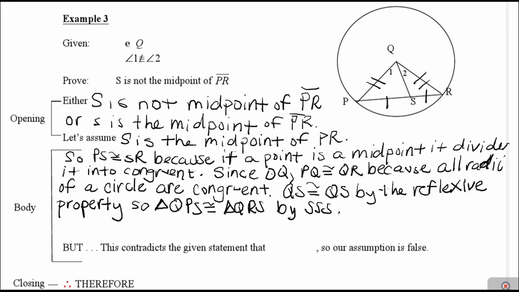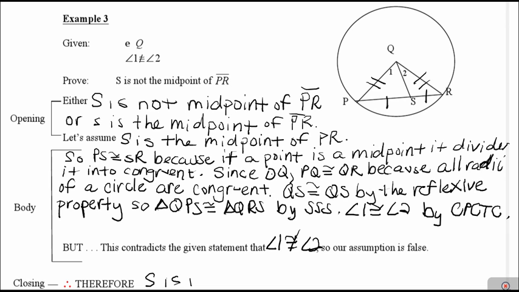Once we have the triangles congruent, now we can say that angle 1 is congruent to angle 2 by CPCTC, and that is our contradiction, so we can go ahead and then stop our proof here, but this contradicts the given statement that angle 1 is not congruent to angle 2, so our initial assumption was false, therefore S is not the midpoint of PR.